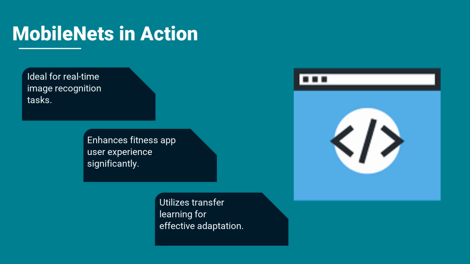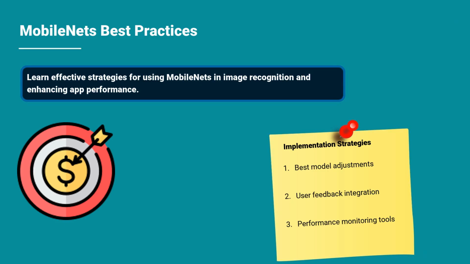Mobilenets excel in environments with constrained resources, making them ideal for mobile apps that require real-time image recognition. Applications could range from augmented reality experiences to fitness apps detecting exercises through camera feeds. Imagine a fitness app that identifies whether users are performing squats or lunges. You can use Mobilenets to process frames from a camera feed and classify the movement in real time, providing instant feedback. The model can be trained using images of different exercises, leveraging techniques like transfer learning to adapt effectively to your specific dataset. Finally, let's discuss best practices.